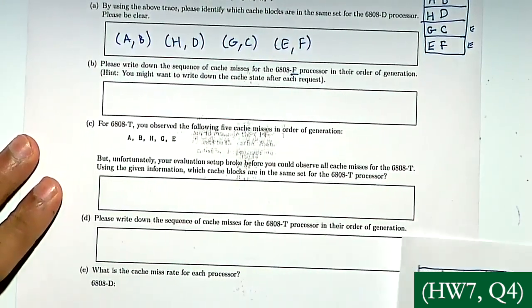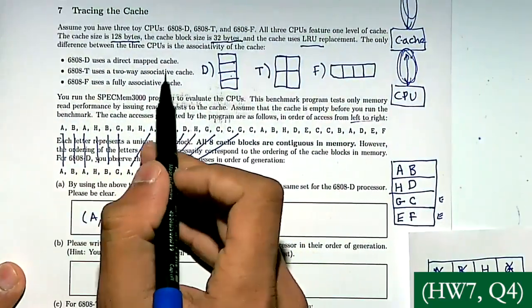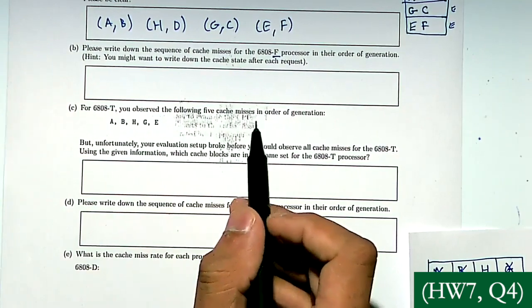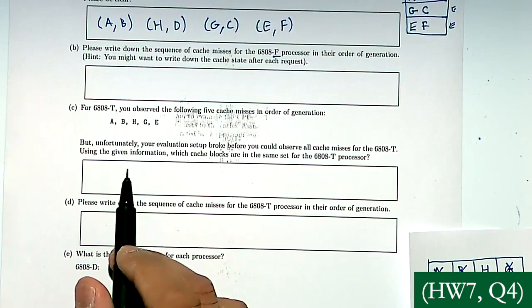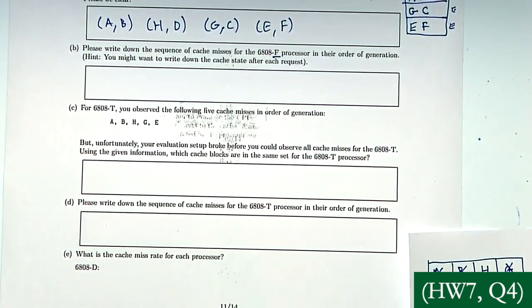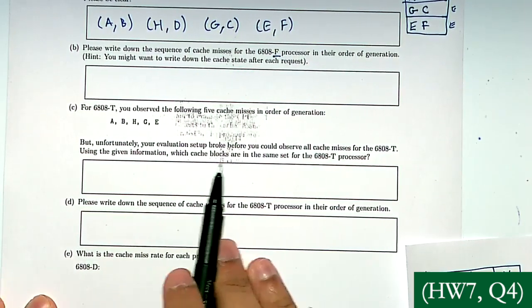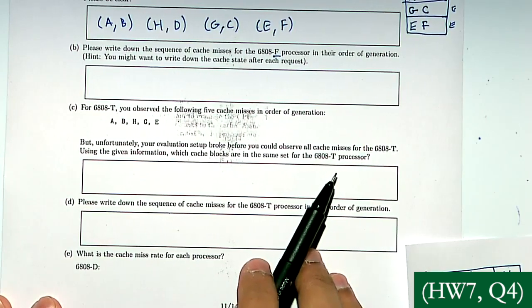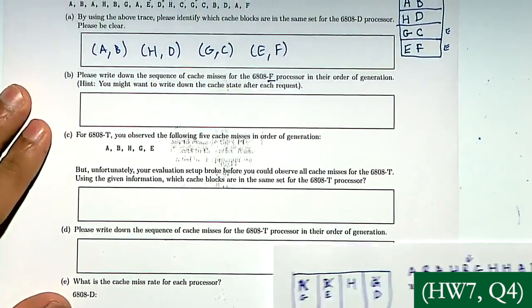Okay. So the next part says that for the T cache, and remember that the T is the two-way associative cache, we observe the following five cache misses in order of generation: A, B, H, G, and E. But unfortunately, our evaluation setup breaks before we can observe all the cache misses that occur. So using just the given information, which cache blocks are in the same set for this processor? So now we have very little information to go off of, but we have to reconstruct what's in this cache.